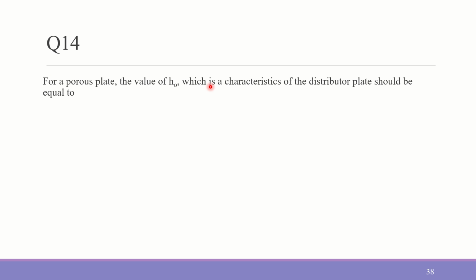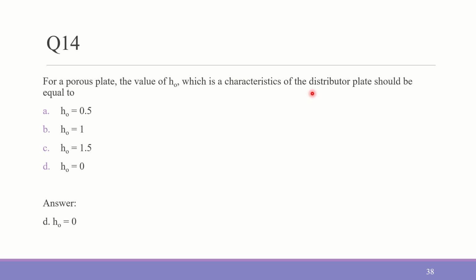For a porous plate distributor, the value of H naught, which is the characteristic of the distributor plate, should be equal to dash. H naught is some empirical parameter in the equation. Option A, H naught is equal to 0.5. Option B, H naught is equal to 1. Option C, H naught is equal to 1.5. Option D, H naught is equal to 0. And option D, H naught is equal to 0, is the right answer.